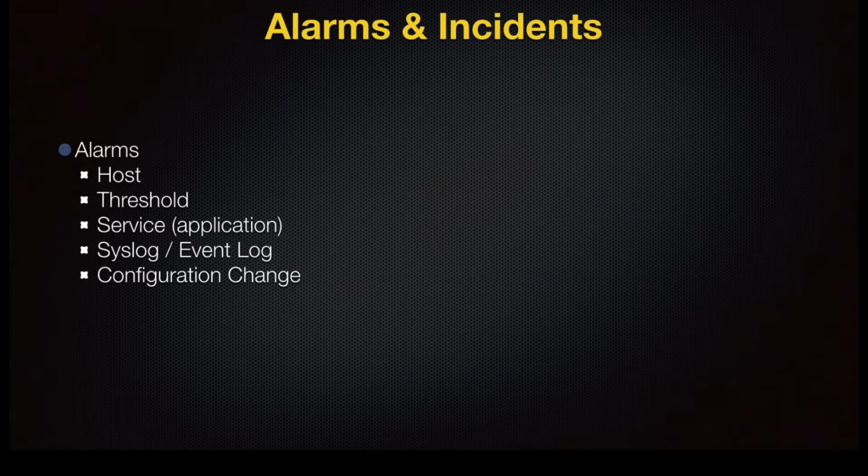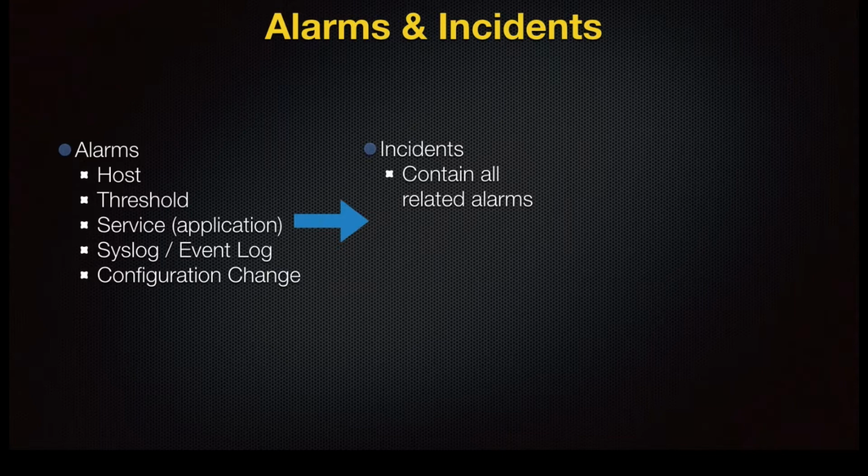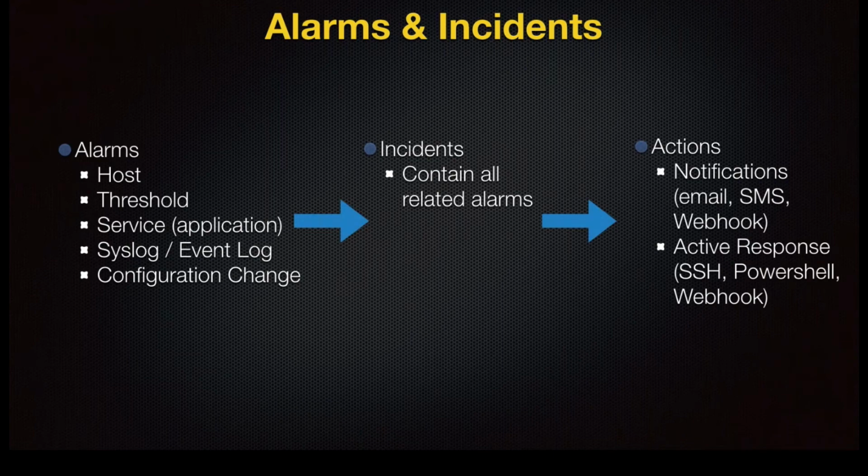So to summarize, alarms can come from any number of sources within OmniCenter that go through that incident processing logic, which can include manual rules as well as implicit rules, things like, is the host up, are the parents of the host up? And then that will create an incident that contains all the related alarms. That incident will then drive actions, and those actions can include notifications, active response, PowerShell scripts, all that kind of stuff.